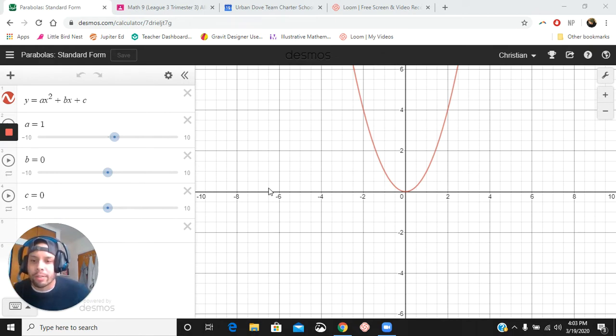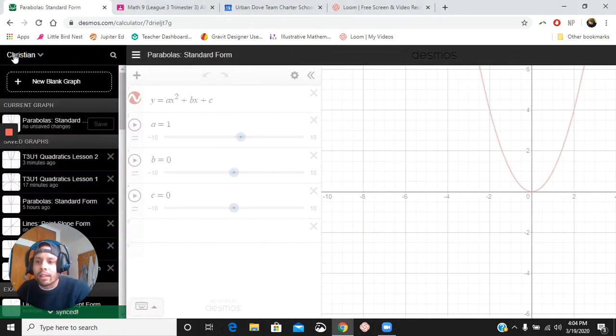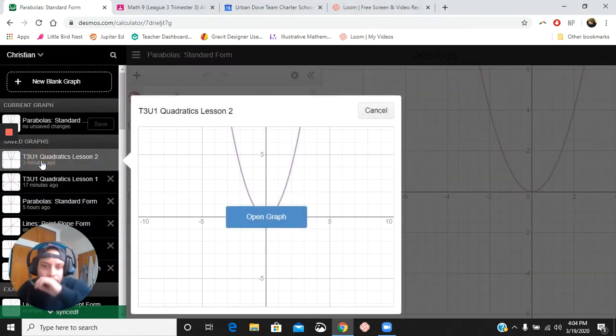Basically what I want to talk about this time, now that we've talked about the a value in the standard form of a quadratic equation, we're going to introduce the concept of this c value. We talked about how a does a couple of things. It flips the graph, it widens and thins the graph, and now we're going to see what c does to the graph of x squared. So let's open up lesson 2.